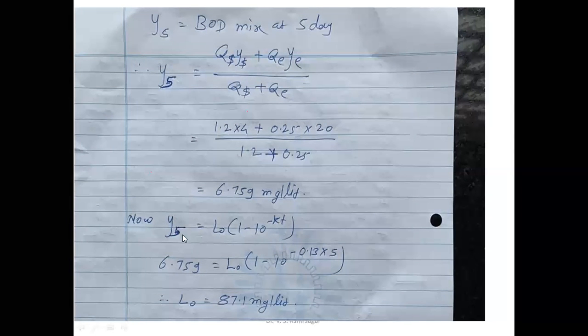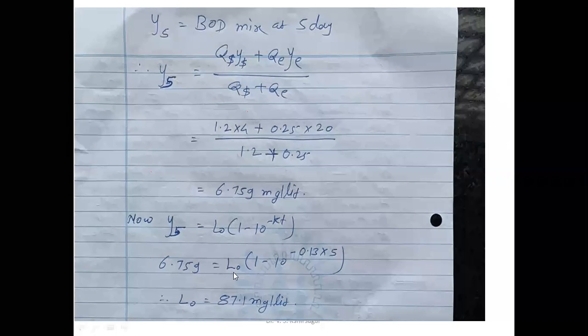So we have given the notation Y5 for that. Y5 is equal to L naught into bracket 1 minus 10 raised to minus KT, where L naught is the amount of BOD present at the start, the initial amount. Here we have determined Y5 as 6.75, and from that you can determine L naught, the amount of organic matter present in the sewage at the initial stage.